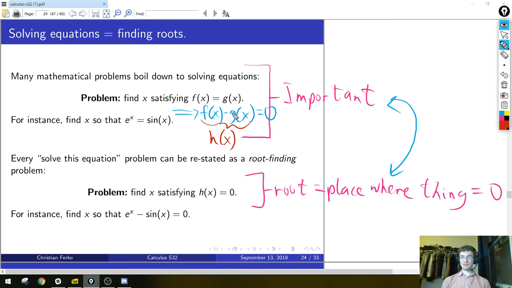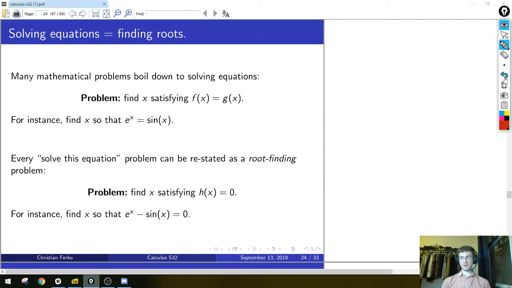Like there was a mean value theorem question recently where you were finding a place where something about f equals g, and the idea was to subtract and have f minus g on the left and use a theorem where h equals 0. So anyway, the point of this is that root finding is at least as general as solving equations.